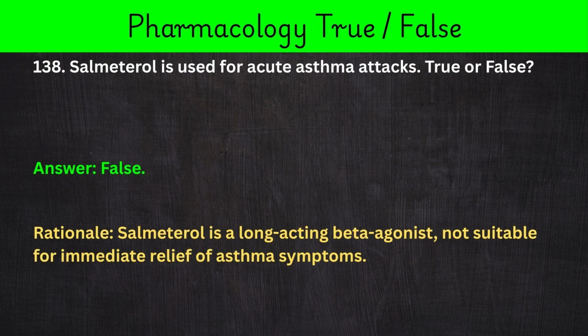138. Salmeterol is used for acute asthma attacks. True or false? Answer: false. Rationale: salmeterol is a long-acting beta agonist, not suitable for immediate relief of asthma symptoms.